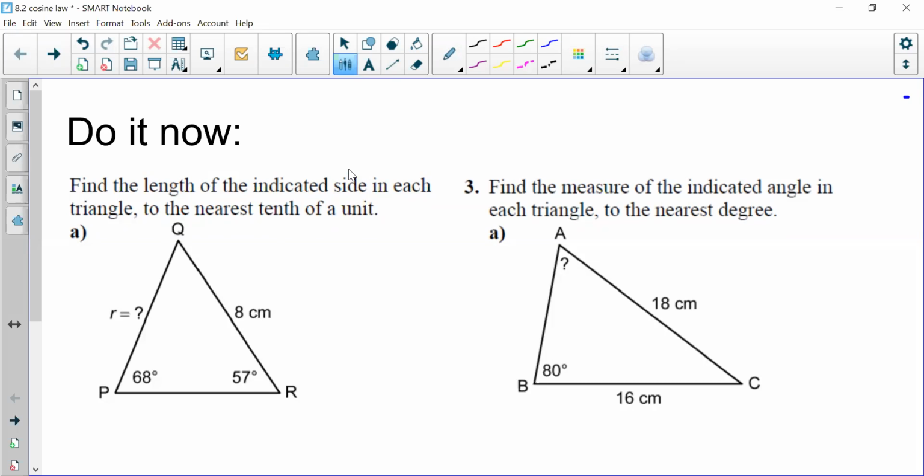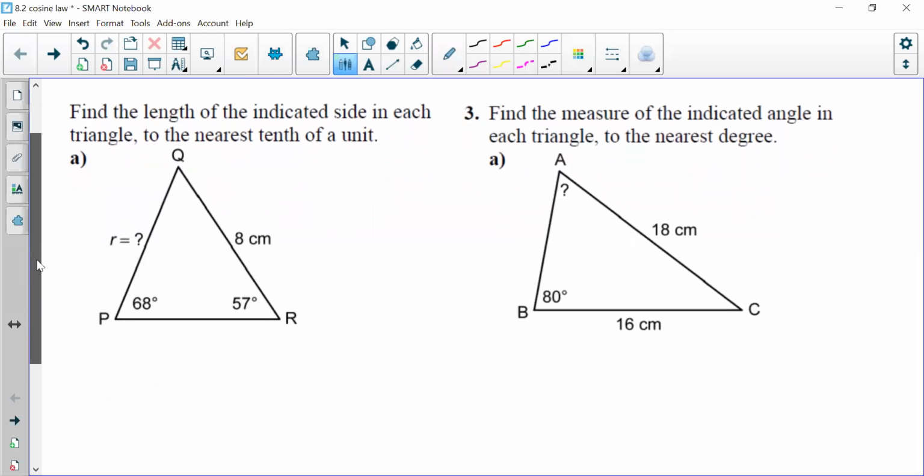Okay, so these are a review of sine law. Does anybody remember how we know that we're going to use sine law? What information do we need in order to do sine law? Was it that you're given the same angle and side? Yeah, something like that. Perfect. What you said is perfect.